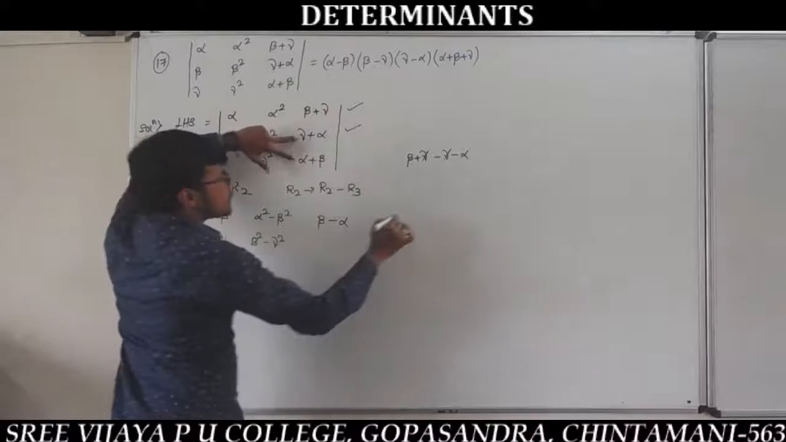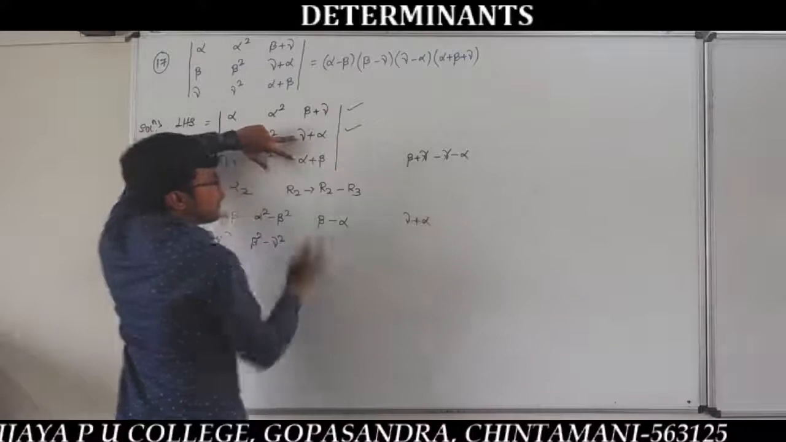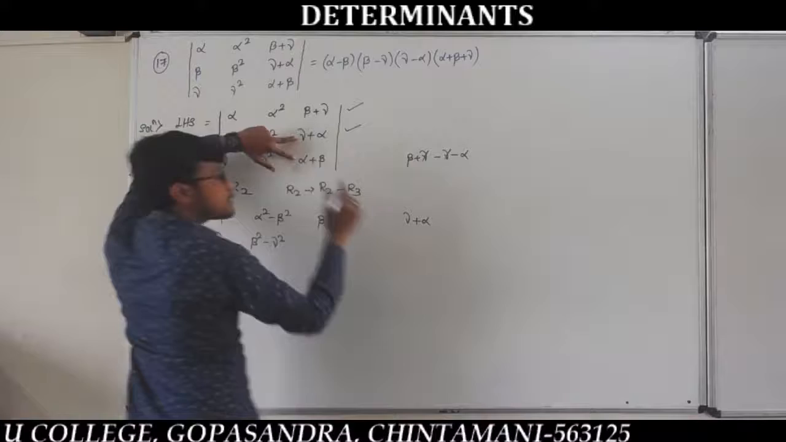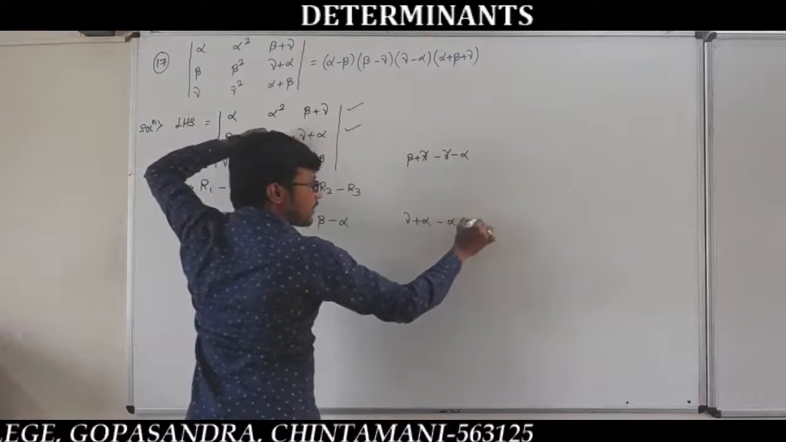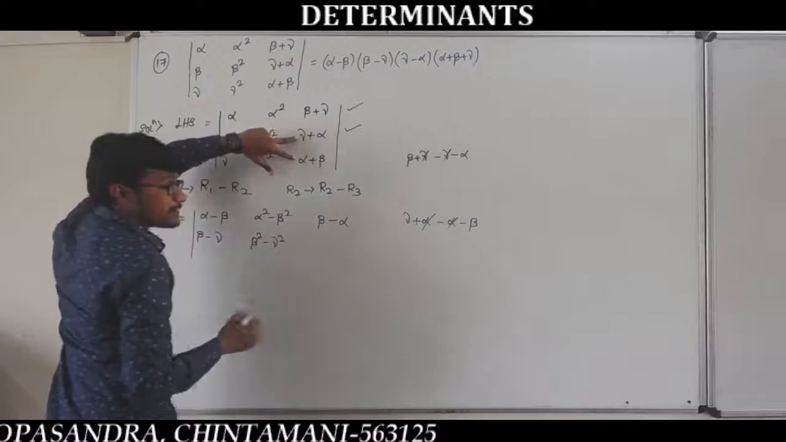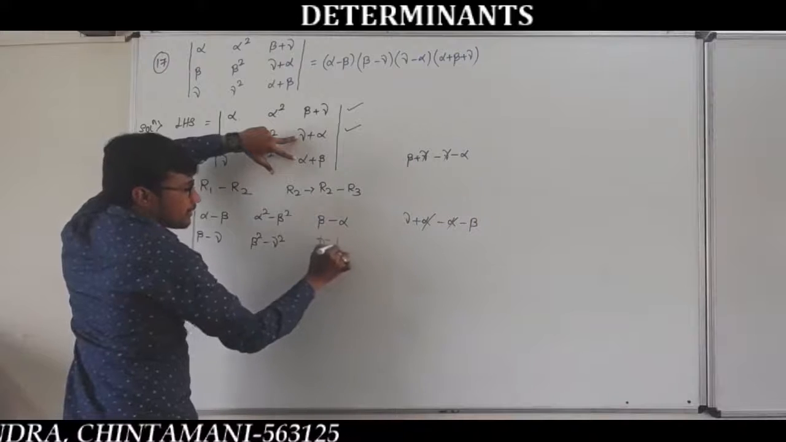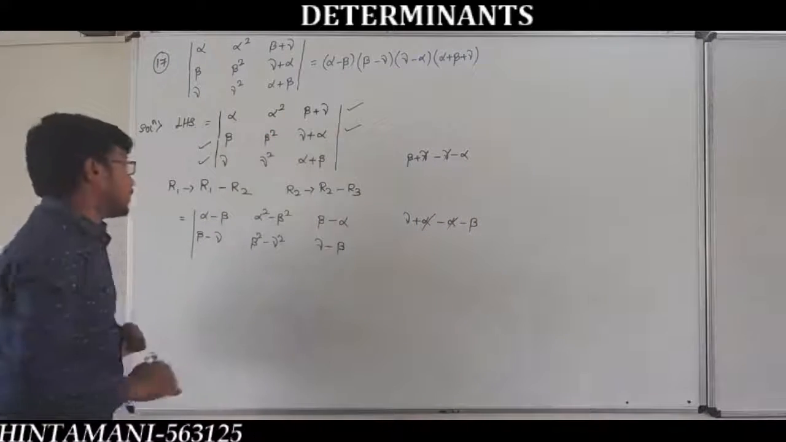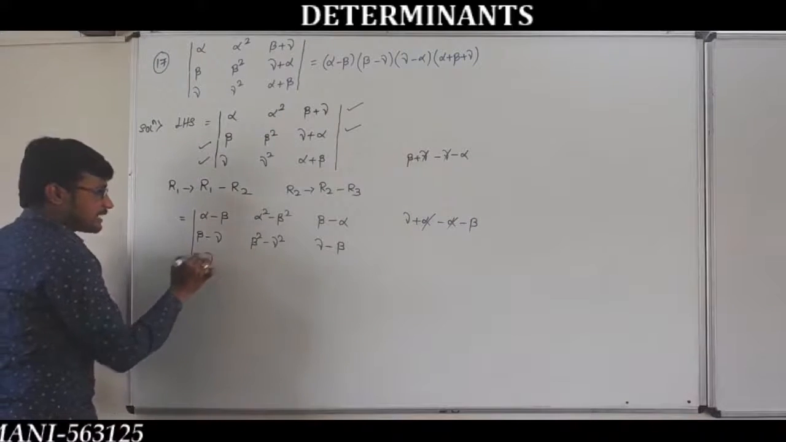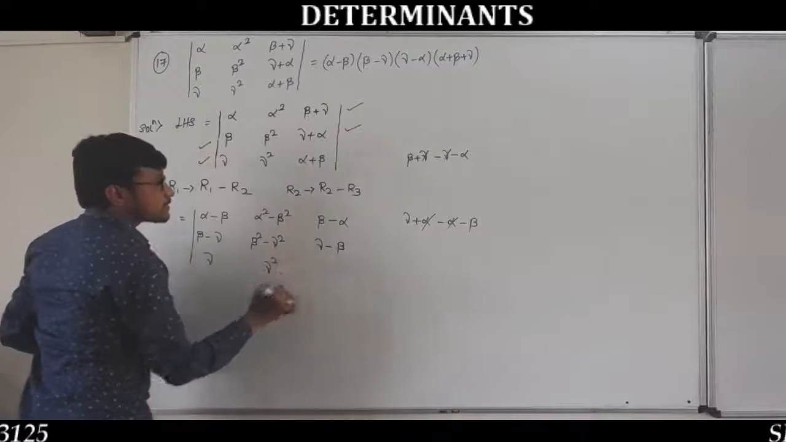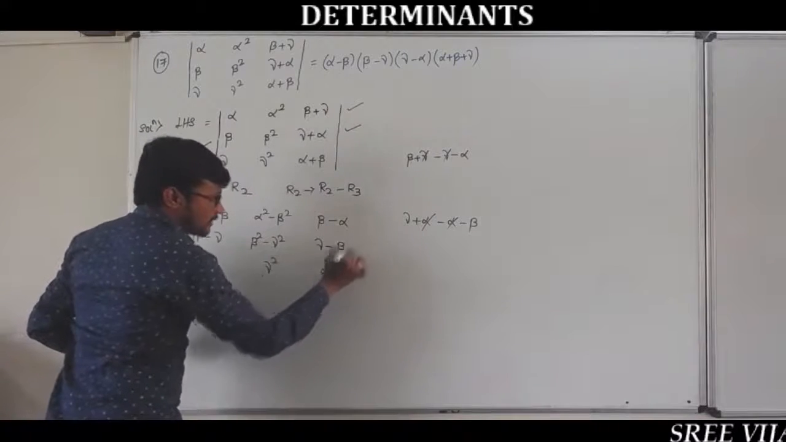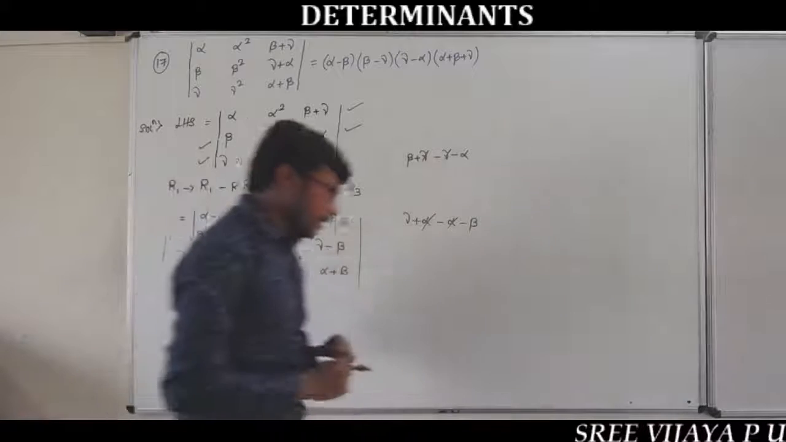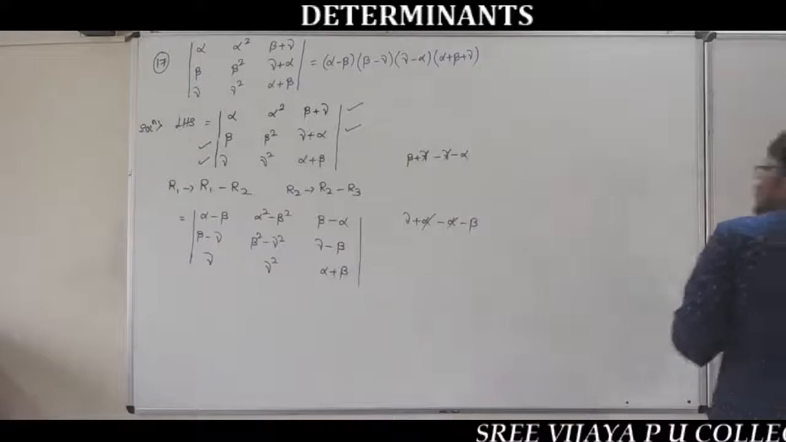Same, this minus this. So gamma plus alpha. For this you can apply minus, means minus applies to both the elements. Minus alpha minus beta, both get cancelled. Alpha minus alpha, remaining gamma minus beta. Okay. Now next, gamma square, alpha plus beta. So got this one.